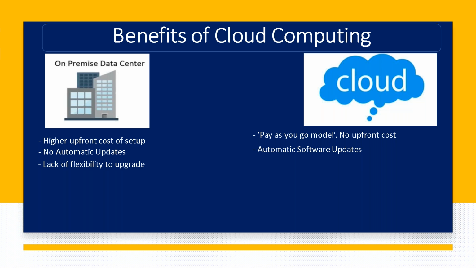And lack of flexibility to upgrade. What is the lack of flexibility to upgrade? Version upgradation is not easy in the on-premises environment. We have to plan it. We have to plan the downtime and inform everyone. It will be planned and implemented on a weekend, at a time not used by the users. But a lot of procedures we have to follow for versioning.